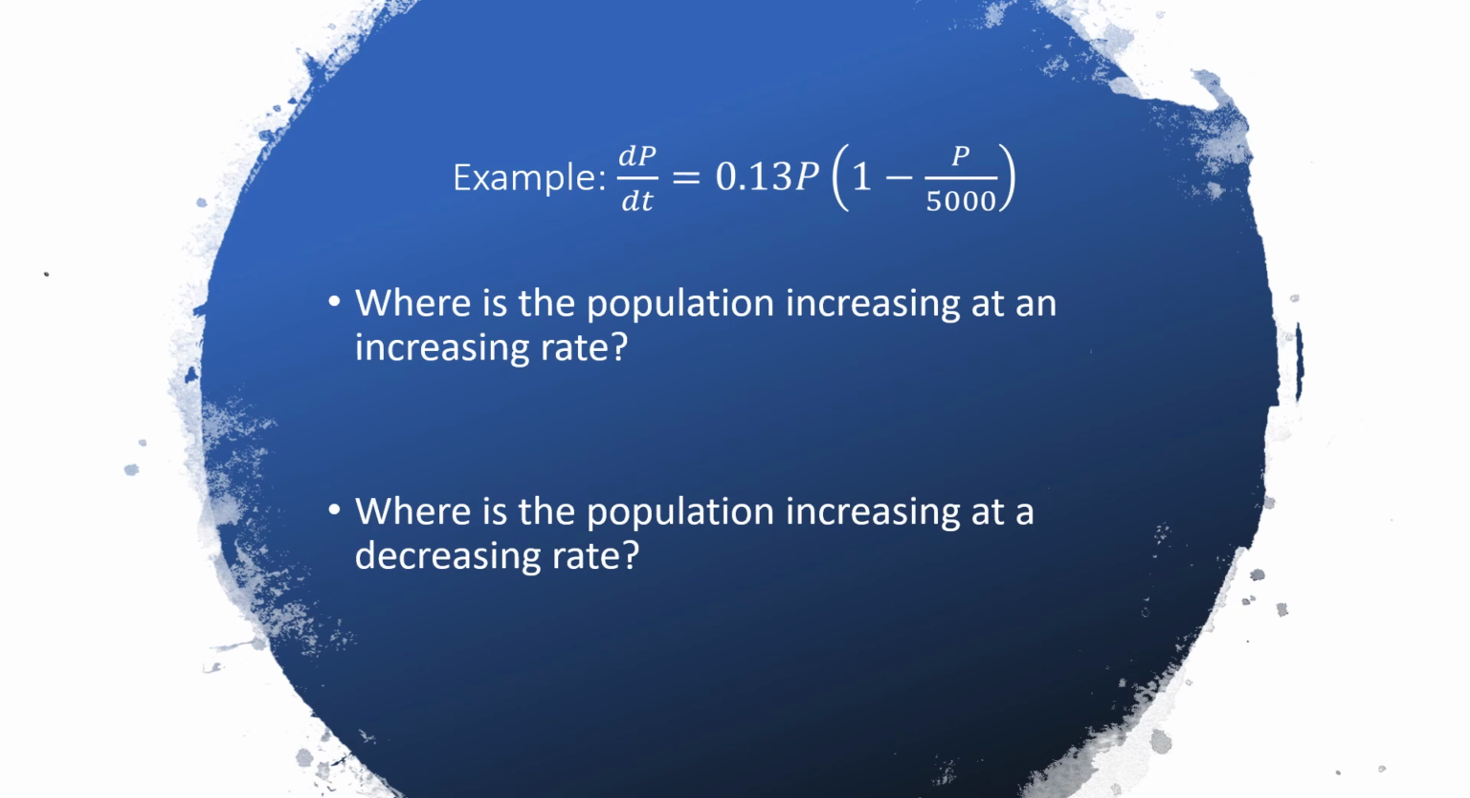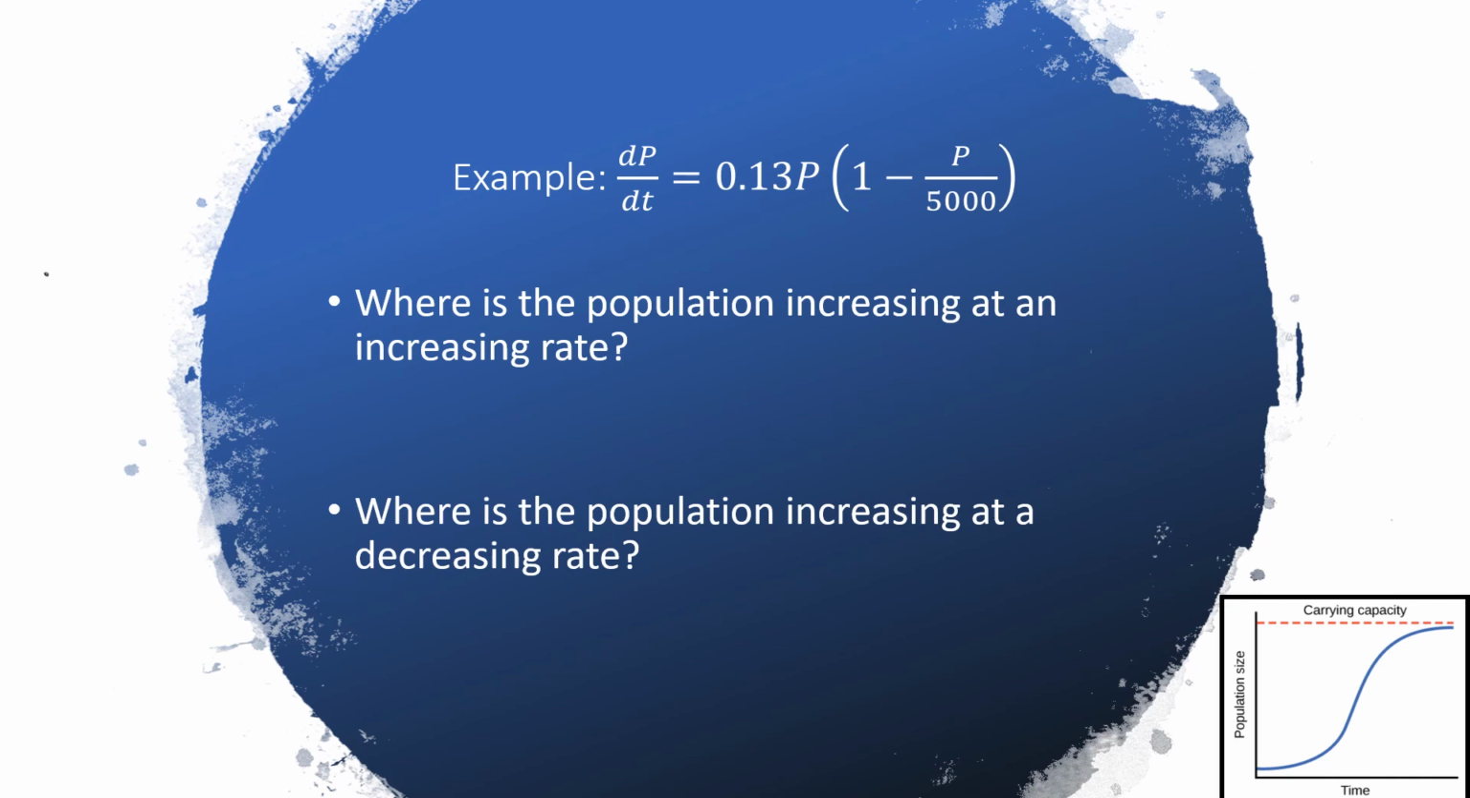All right, so last two questions. It says, where is the population increasing at an increasing rate? So again, if I envision this graph, it will be increasing at an increasing rate where it's increasing and where it is concave up. And so that happens all the way for the first part of the graph until it gets to its maximum growth rate, which was 2,500. So it's going to be increasing at an increasing rate from 0 to 2,500.